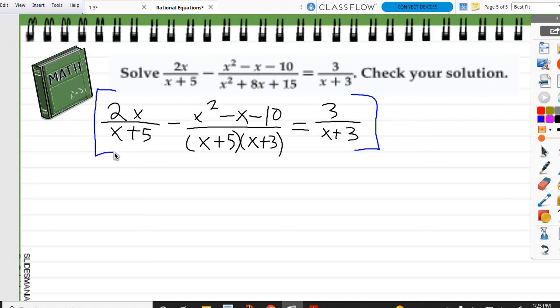Not 15, because remember, if I had just numbers it could be 15, but because I have x plus 5 and x plus 3, if I just had 15, the x plus 3 wouldn't go into it, or the x plus 5 wouldn't go into it. Yeah, it's just going to be those two factors. So x plus 5 and x plus 3.